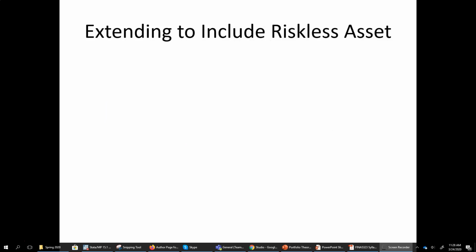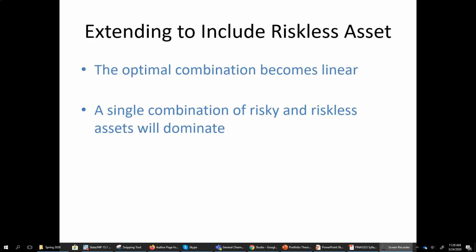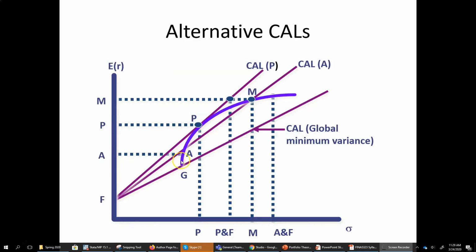Now, if we extend this concept to include a riskless asset, as we saw before with the borrowing and lending line, the combination of risk and return becomes linear. So for each point on the efficient frontier, for example portfolio M or portfolio P or portfolio G, we can have a linear combination of that portfolio with the risk-free asset and have the lending section. Let's pick out three portfolios, portfolio M, portfolio P, and portfolio G.